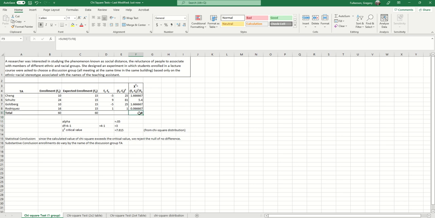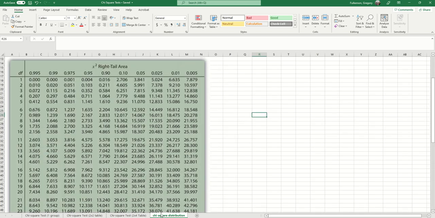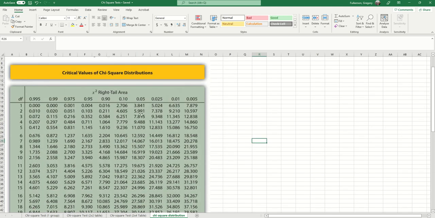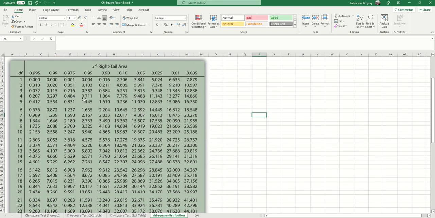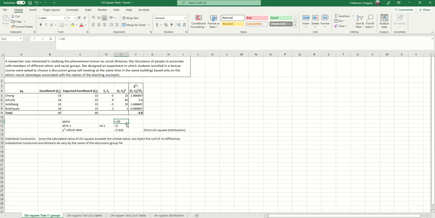So now we need to know if that is statistically significant. So we need to know what the critical value is for chi-square. And to do that, we assume an alpha of 0.05. We have a chi-square distribution table here, and we can see there are different levels of confidence. Okay, so we're going to look at an alpha of 0.05.